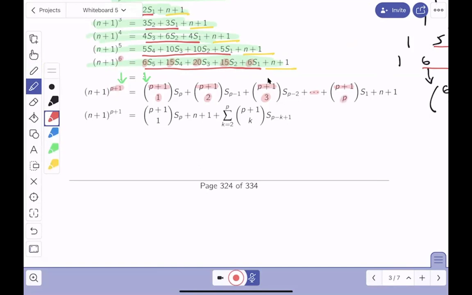All right, let's talk about the next thing I'm looking at, which is this thing over here. A nice orderly pattern. All right. So what should I see? If I'm starting at 6, it goes down 1 to S5. Well, if I'm starting at p plus 1, it goes down 1 to Sp, then Sp minus 1, Sp minus 2, all the way down to S1. What's left in the end of it? Just the n plus 1.